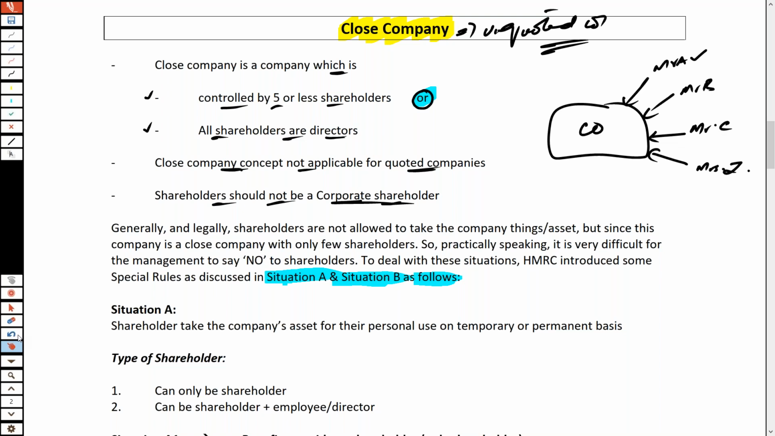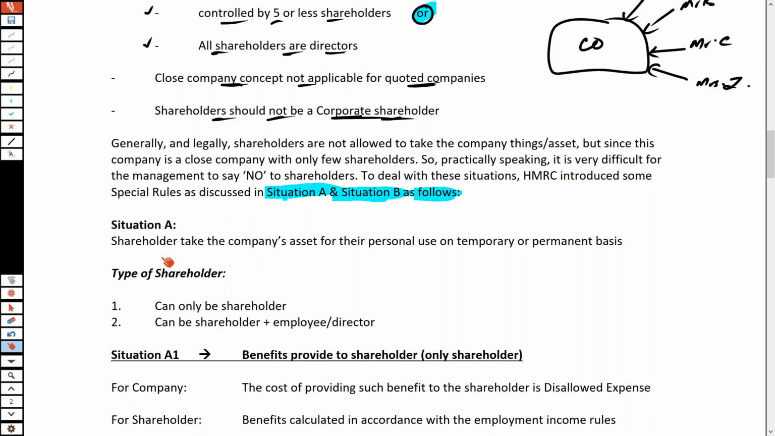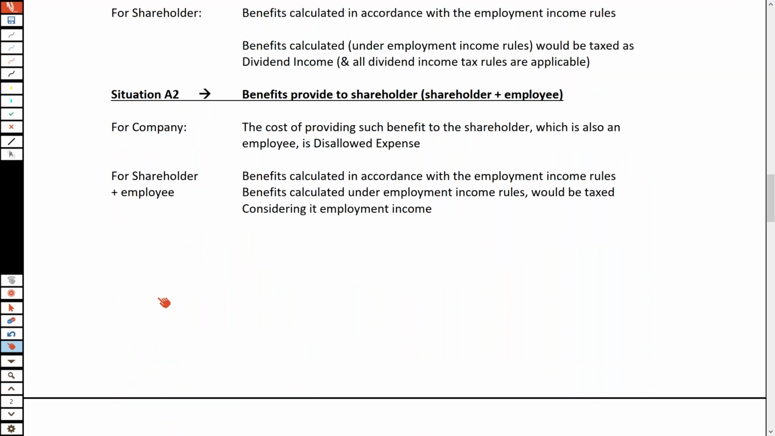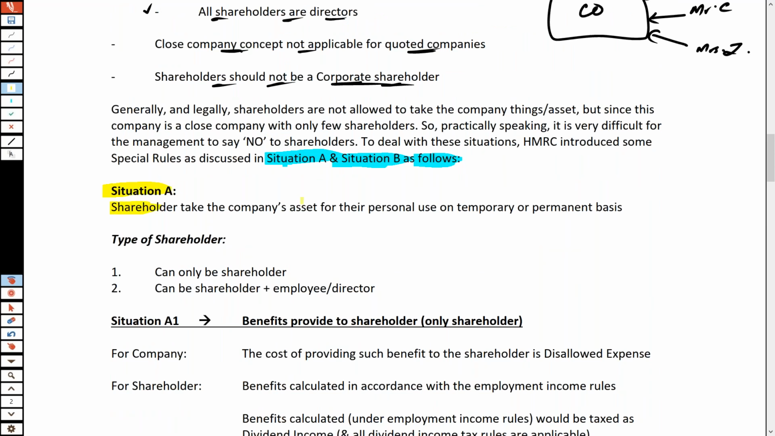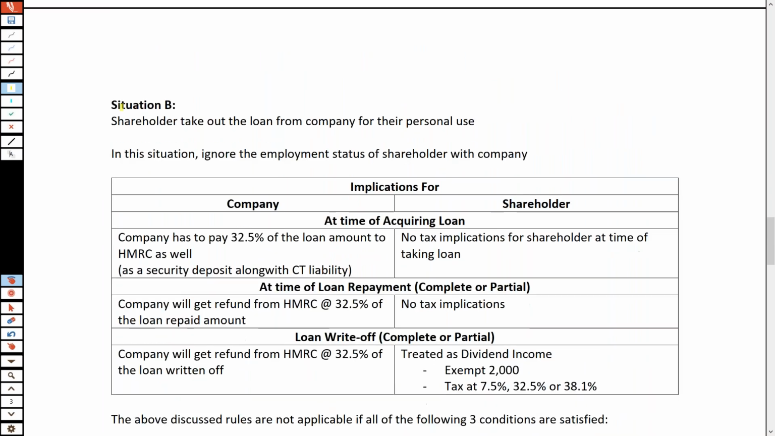So HMRC introduced some special rules, as discussed in situation A and situation B as follows. What is in situation A and what is in situation B, on the next slide. In situation A, the shareholder takes the company's asset for personal use on a temporary or on a permanent basis, and in situation B, the shareholder is taking out a loan from the company for their personal use.